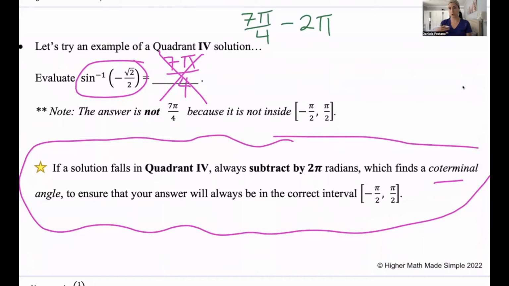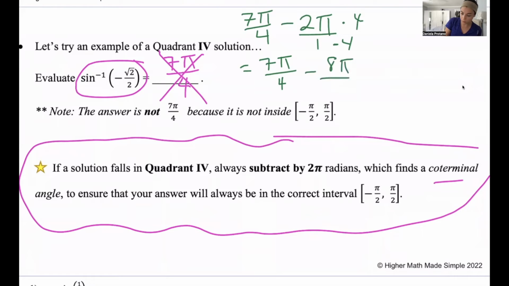So we can add or subtract 2 pi, but we're going to subtract 2 pi, and we're going to use our amazing Algebra 1 skills. We need to find common denominators, right? So 2 pi is really over 1, and we can multiply the top and bottom by 4, right? So 2 pi times 4 is 8 pi, and then 1 times 4 is 4, right? So 8 pi over 4 is the same thing as 2 pi.